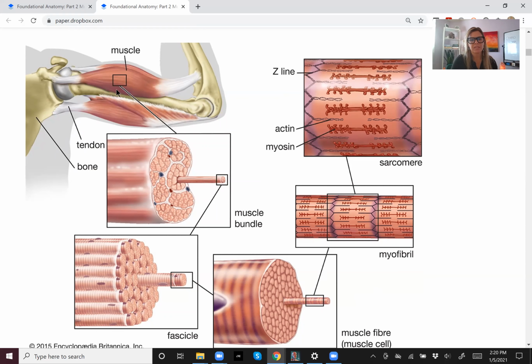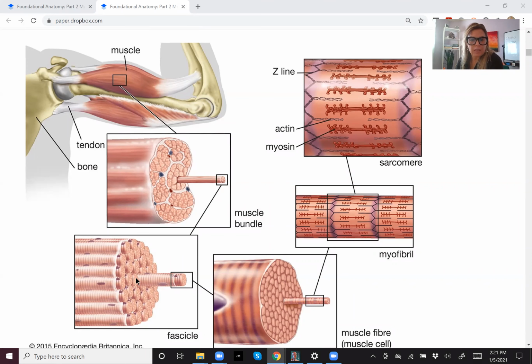You can see when we take a cross section of that and look at what it looks like, it's actually a whole bunch of bundles put together, sort of stacked on top of and around each other. And then if we were to take the muscle bundle and zoom in a little bit more, we see the next layer. And that is called the fascicle.